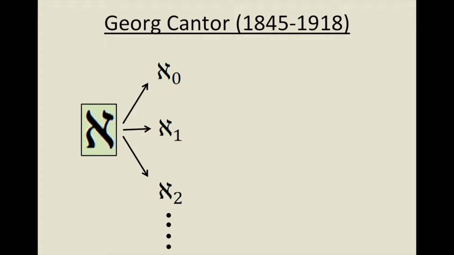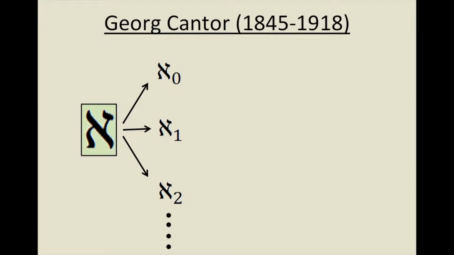So Aleph naught is the smallest infinity. It's the natural numbers. It's any set that you can count. Aleph 1 is bigger than that. It's, for example, the number of real numbers. And Aleph 2 is even bigger than that. For example, it's the number of continuous functions between the origin and the point 1, 0.